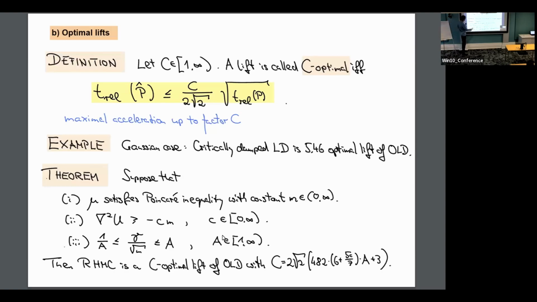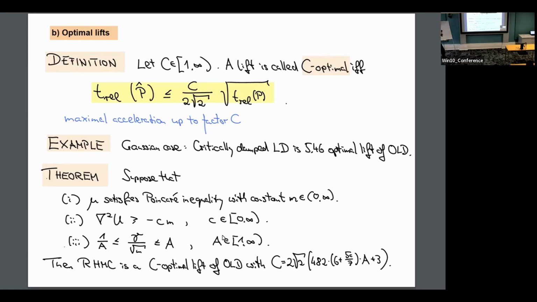Okay, so then the question is, of course, can you go beyond the Gaussian case? So can you get also optimal lifts in other cases? And now this I cannot do in half a page. This is a much more tough argument, of course, to really show upper bounds on the relaxation time. But there is a result. So suppose the following: suppose our measure mu, the base measure, satisfies a Poincaré inequality with constant m. And then suppose the Hessian of u is lower bounded by a multiple of m. So it doesn't have to be convex. It can be non-convex, but it has to be lower bounded by a multiple of the constant m.